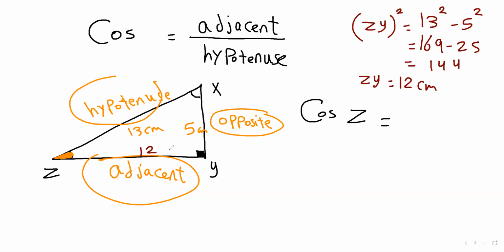So what is the cosine of Z in this case? The adjacent side, this side is the adjacent, is 12. And the hypotenuse equals what? 13. So we have studied till now sine, and we have studied cosine.